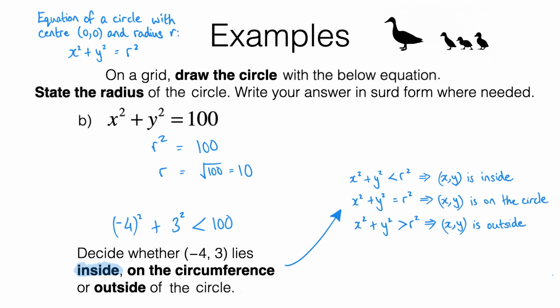Here's the main idea. Suppose we've got a point with coordinates x, y. If you substitute x and y into x squared plus y squared, and you get a total that is less than r squared, that means the point must be inside the circle. If x squared plus y squared equals r squared, then that point is on the circle. If you get x squared plus y squared being more than r squared, so something greater than r squared, then that point x, y must be outside the circle.